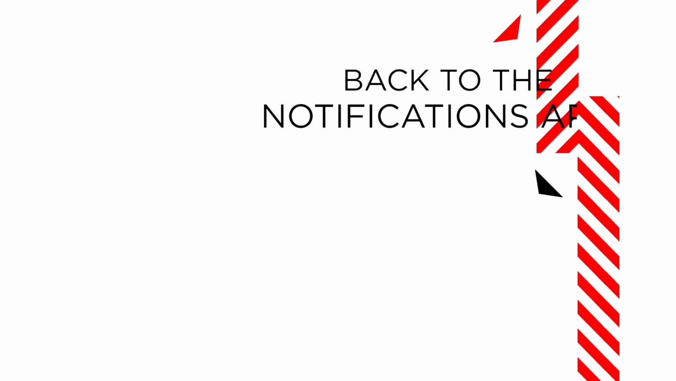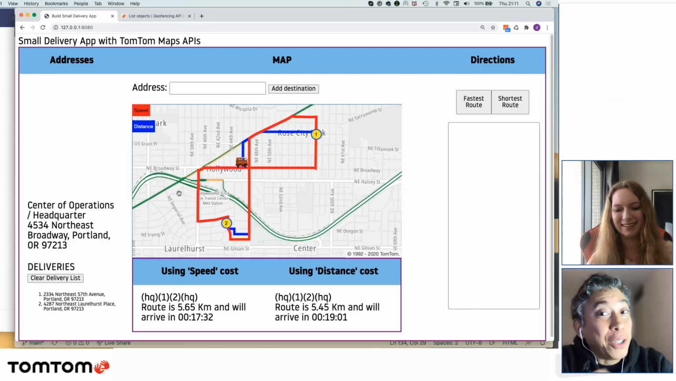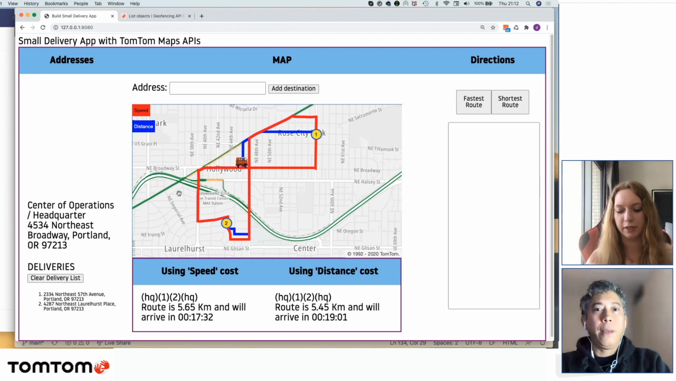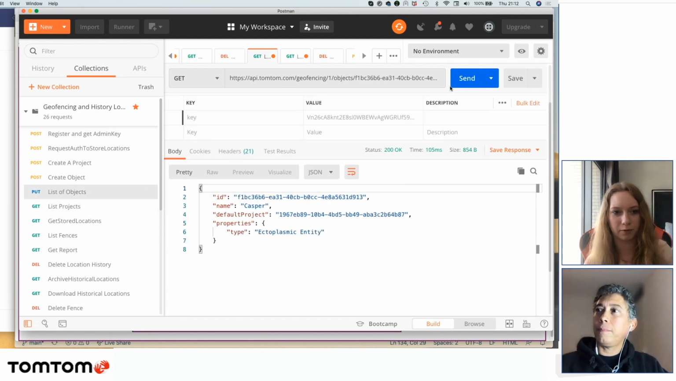I want to take you to our previous Devisode when we were doing notifications APIs. I do remember we already created a project and an object to track. Last time, we created geofences around each of our delivery locations so that it would push a notification when you're close to arriving. So basically, the on-approach notification that you get from different delivery services.